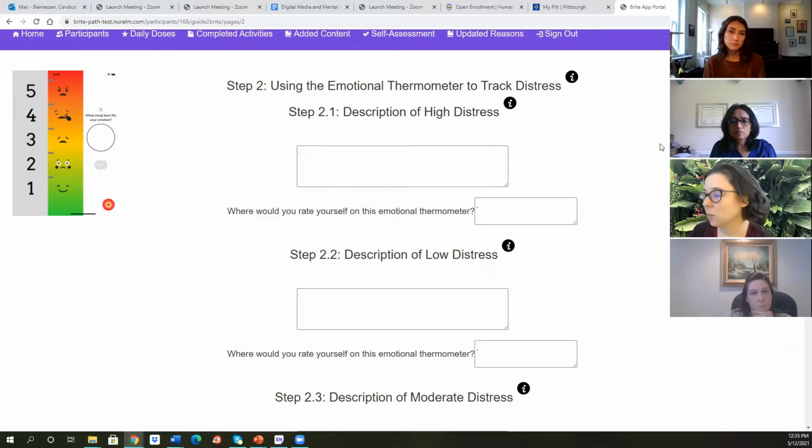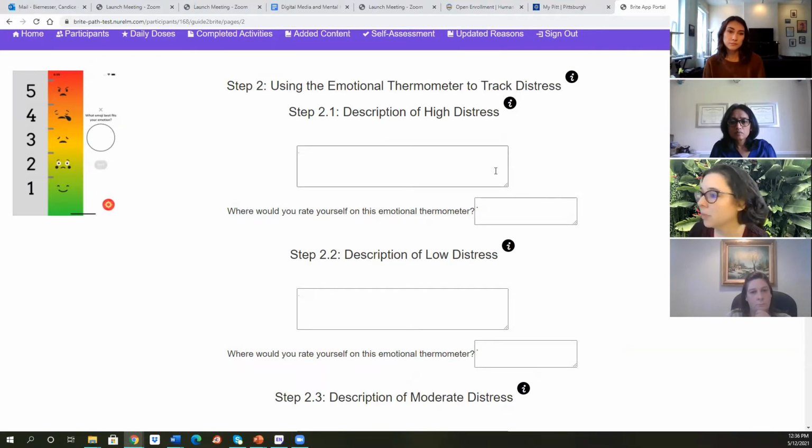And the point of this is really to talk through, what does a high level of distress actually look like for you? What's going through your mind? How does your body feel? And so forth. We initially have this 1 to 5 scale. The 1 to 5 isn't on the app, but it's a way to easily reference when you're going through the onboarding process.